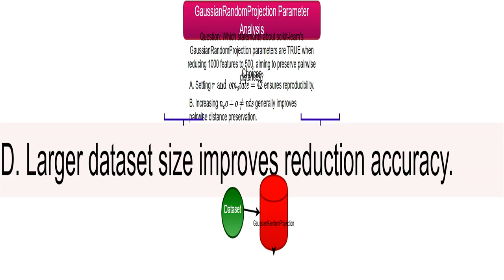Statement D examines the effect of the dataset size on the reduction's accuracy. A larger dataset generally provides a more accurate representation of the data's underlying structure, leading to more reliable dimensionality reduction. More data usually means more reliable insights and better results. Think of it like having more evidence for a scientific conclusion. More data often strengthens the reliability of our result.